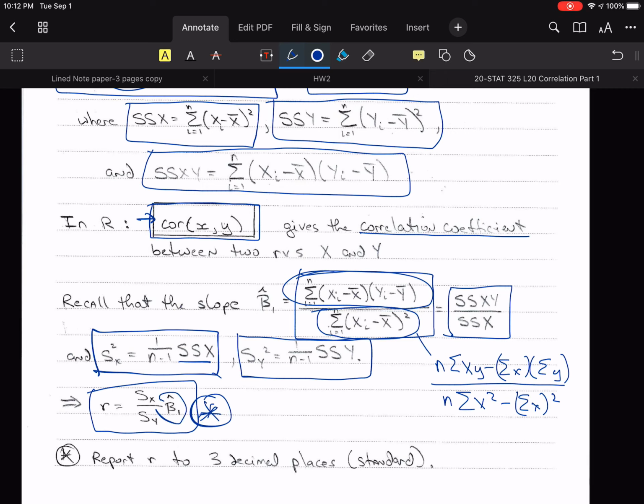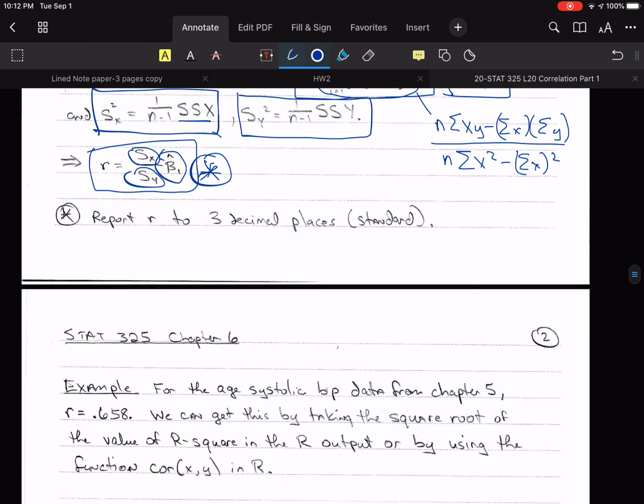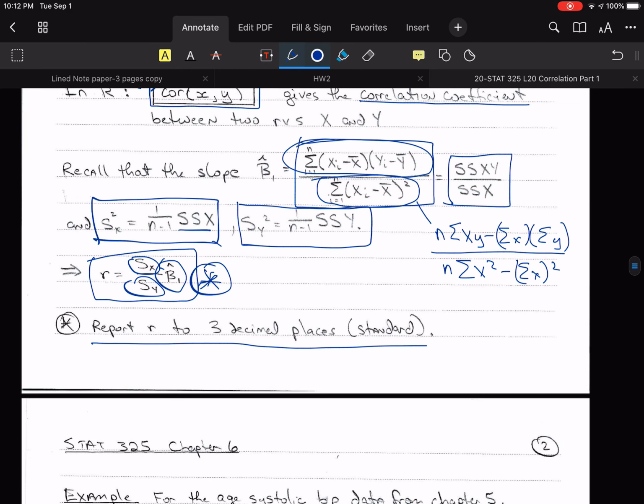If we have the slope, beta 1 hat, and the standard deviations, then we can easily calculate R using this equation. It gives you exactly the same results. And I want to point out that we're going to report R to 3 decimal places. That's the standard. Now, the book does 2 decimal places for some reason. I'm not sure why, but no one does that. It's always 3 unless otherwise specified.